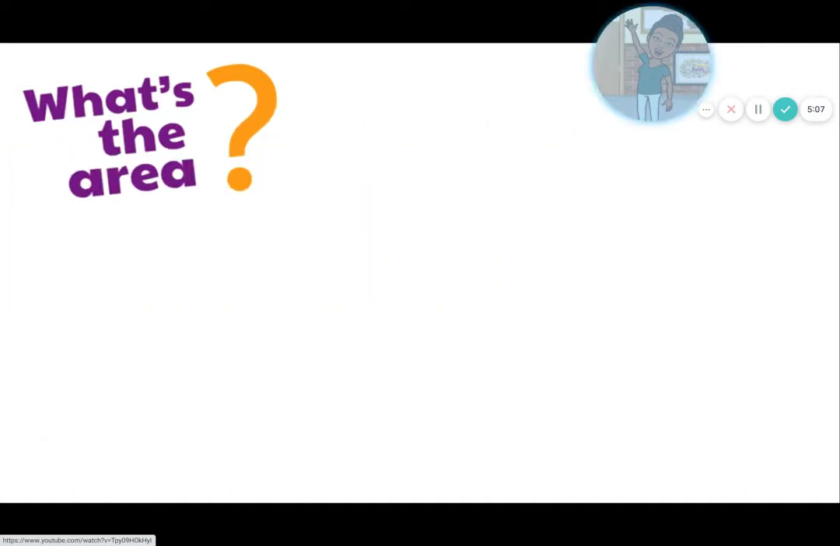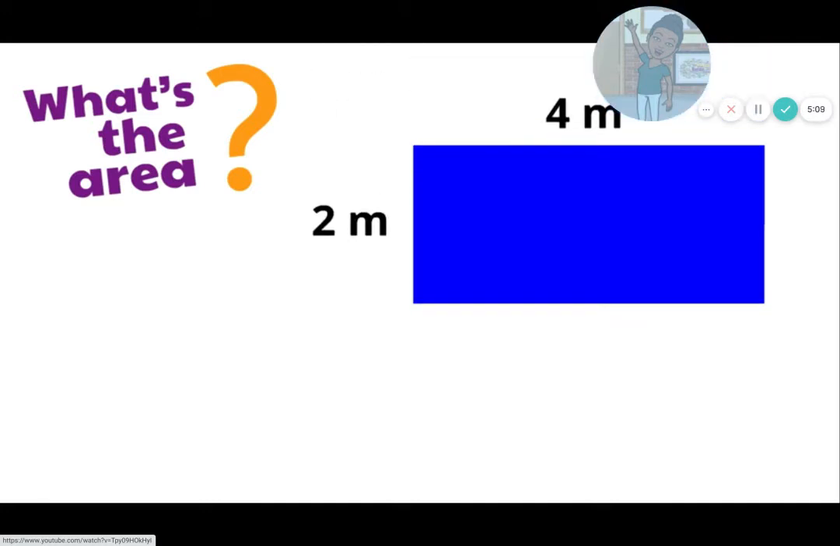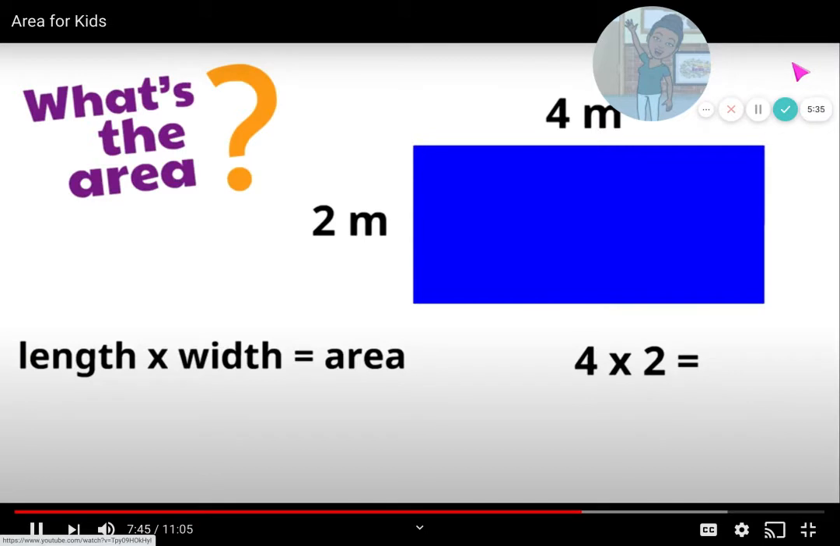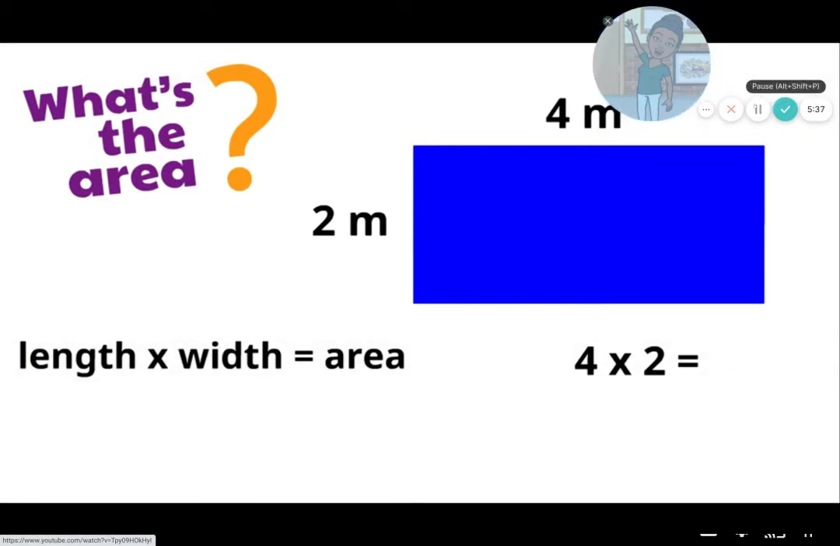What about this rectangle? What is the area of this rectangle? As you can see, it is 4 meters long and 2 meters wide. Remember, to find the area of a square or a rectangle, all we have to do is multiply the length times the width. The length times the width is the area. It's just simple multiplication. So we would write 4 times 2. 4 times 2 will give us the area of this rectangle.